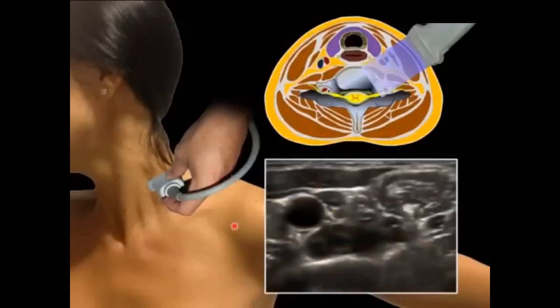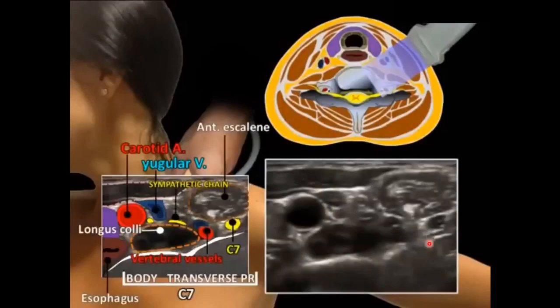When we keep the probe, you can see this is the image that we get, and this is the angulation through which we keep our probe. So what is this? This is the anterior scalene muscle, and here we have the longus colli muscle, and this is the sympathetic chain. But the problem is, can you see, this is the transverse process of C7. Here you have the C7 nerve root, and this is the vertebral vessel. Now, when you deposit the drug here, what happens? There is a greater chance of injuring the vertebral artery.